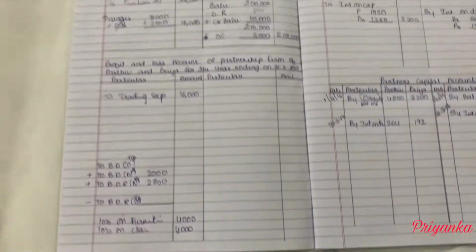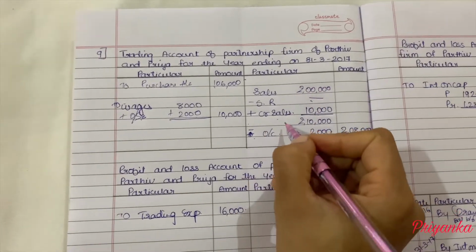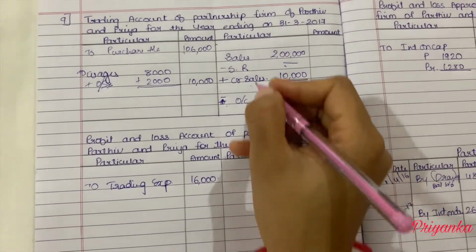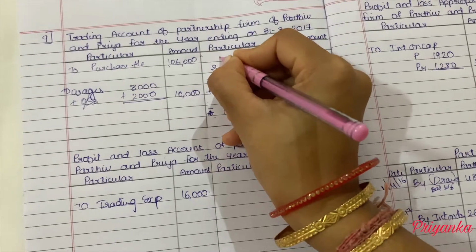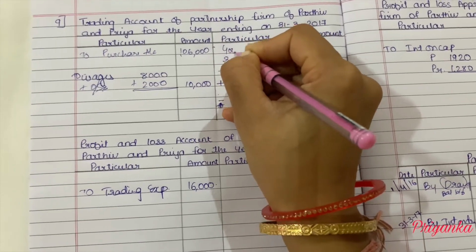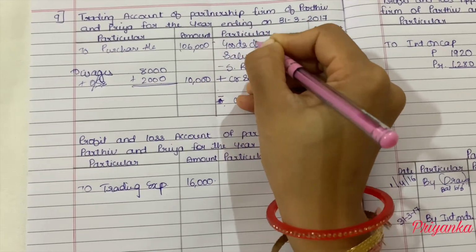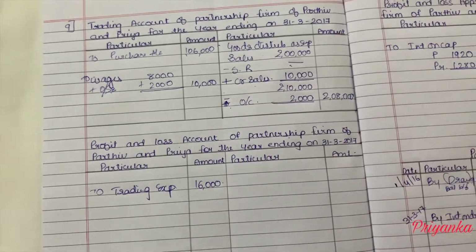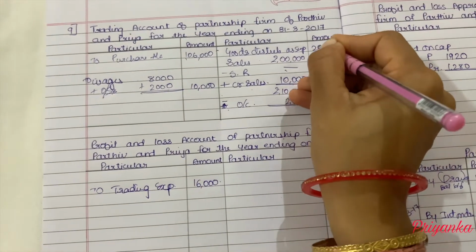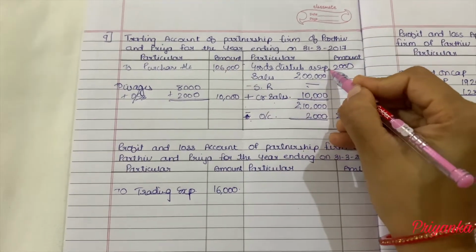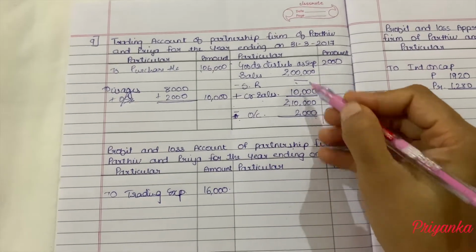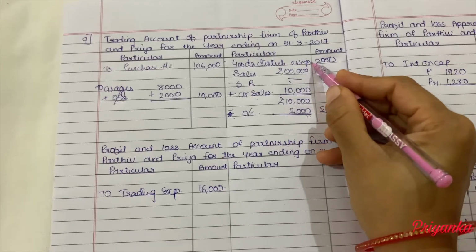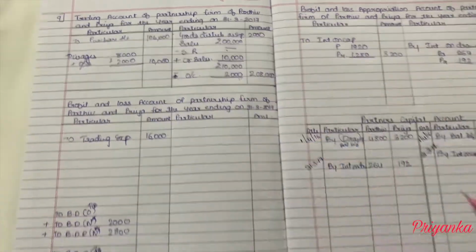This will move to your trading account, credit side. Here I don't have a space, so I'm writing here goods distributed as sample. If you have the space in your book, please write it down from your sales account. Don't write at the beginning.